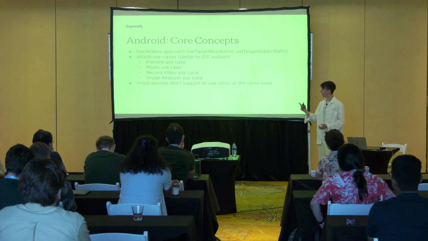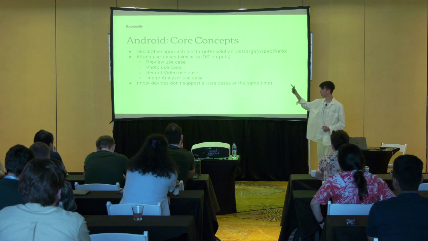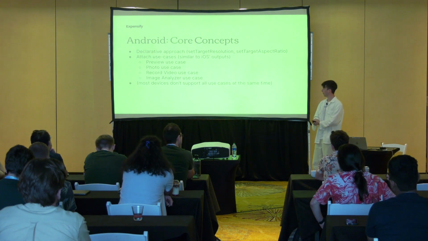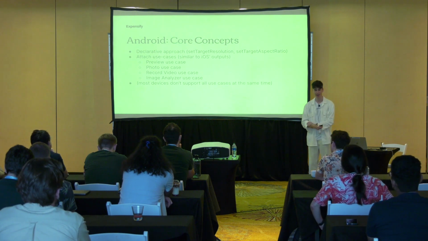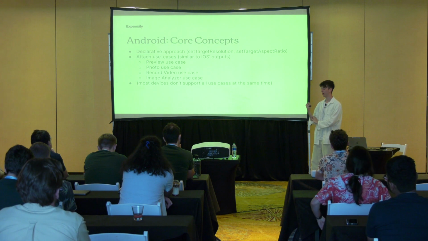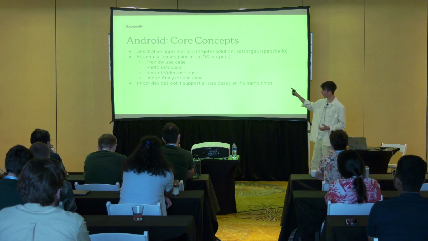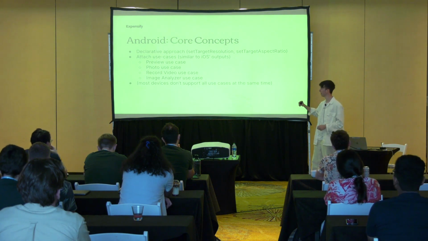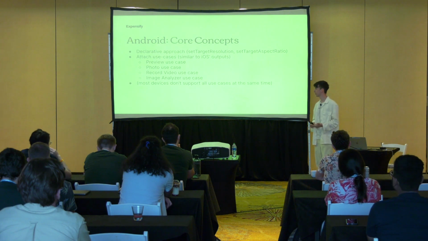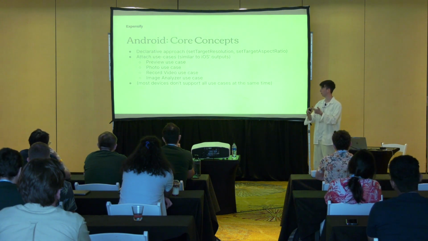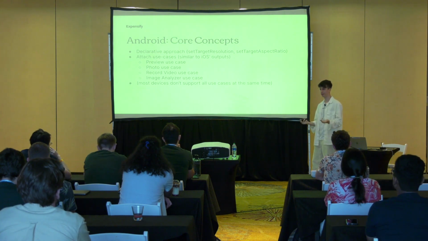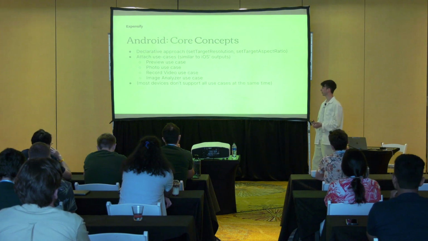So yeah, you attach use cases. That's similar to the iOS outputs. You have a preview use case, photo use case, record video use case, and image analyzer for processing frames. Fun begins here again. Most devices don't support all use cases at the same time. So this is where the snapshot trick actually comes in. For example, on some phones you can only use 3 use cases. On some phones you can only use 2 use cases. But let's assume we can use 3 use cases. Snapshot uses the preview, record video, and image analyzer use case. And for taking photos, they actually take a screenshot of the view, which is kind of weird.